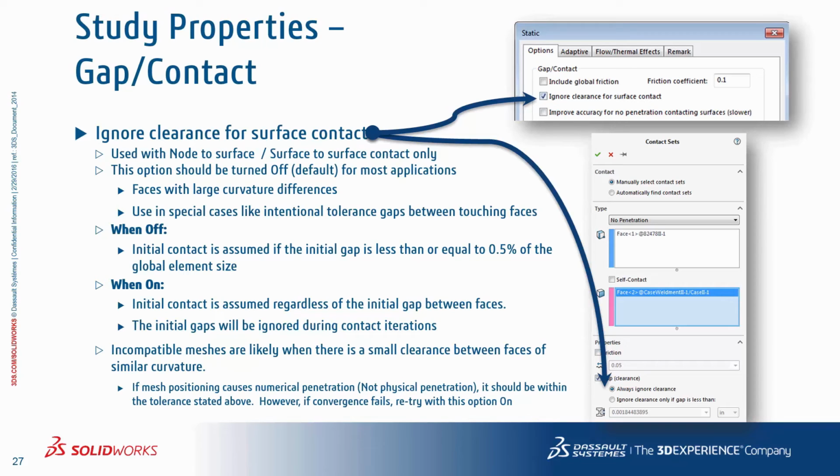Incompatible meshes are likely when there is a small clearance between faces of similar curvature. So if the mesh positioning causes numerical penetration, it should be within the tolerance stated above. However, if the convergence fails, retry with this option on.